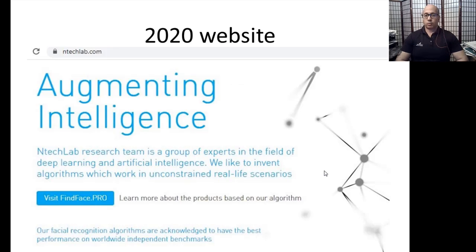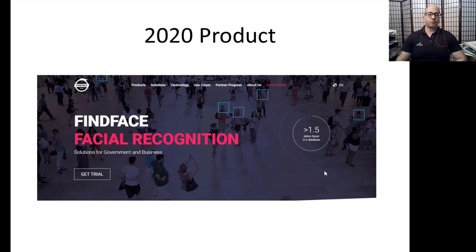But let me walk you through an example. So here's a 2020 website for a product related to facial recognition from NTech Labs. And as you can see in their 2020 website, it's talking about augmenting intelligence in using facial recognition, basically using algorithms that will help you be accurate in your use of the app. So that's the 2020 website. Looks fine, correct? Augmenting intelligence. Okay. The actual product, Find Face Facial Recognition, Solutions for Government and Business. Now, the sidebar says greater than 1.5 billion faces in the database.